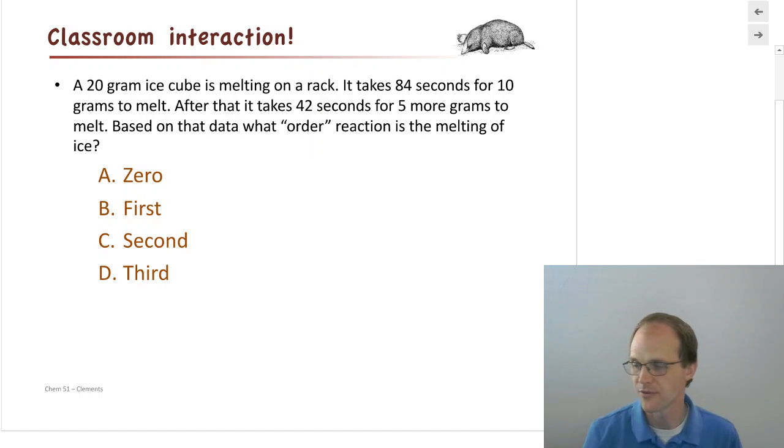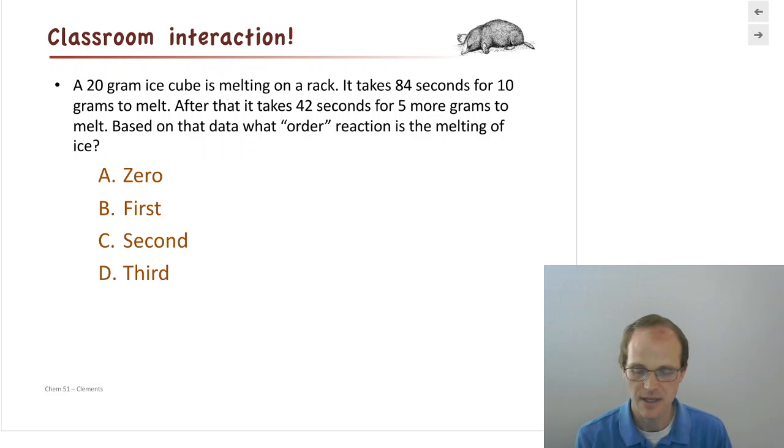All right. One more thing before we go. Well, actually, I think of 2 more things before we go. We've got a 20-gram ice cube. It's melting on a rack. It takes 84 seconds for 10 grams to melt. After that, it takes 42 seconds for 5 more grams to melt. Based on that data, what order reaction is the melting of ice? Alrighty, go.